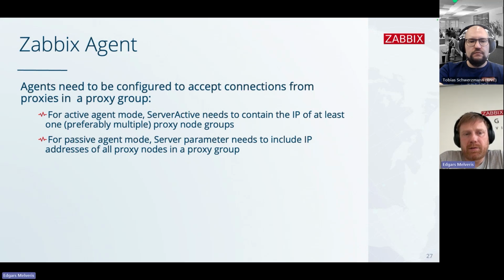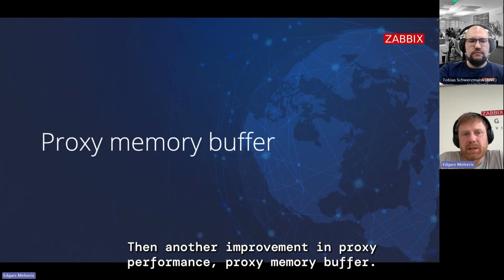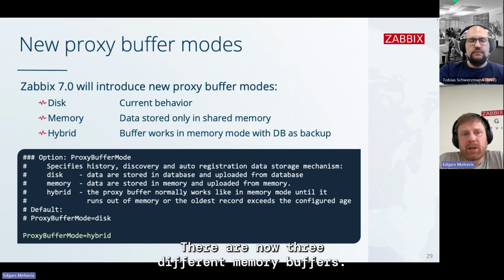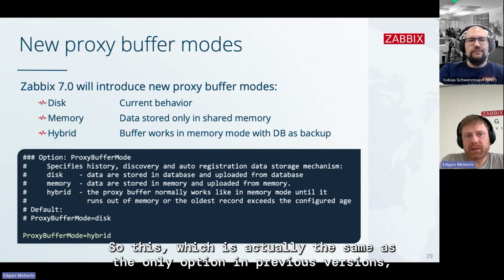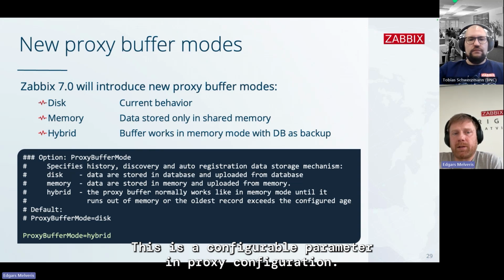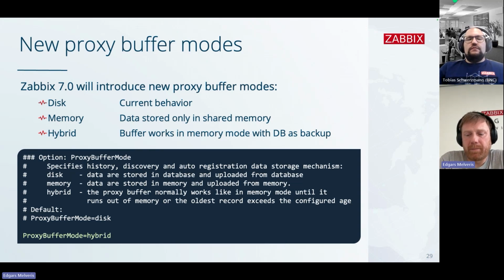Okay, then another improvement in proxy performance: the proxy memory buffer. There are now 3 different memory buffer modes: disk, which is actually the same as the only option in previous versions, and memory and hybrid. And this is a configurable parameter in the proxy configuration.